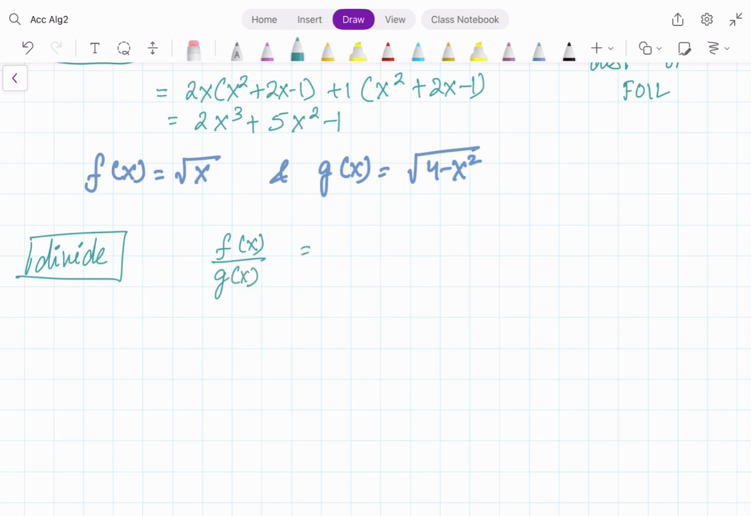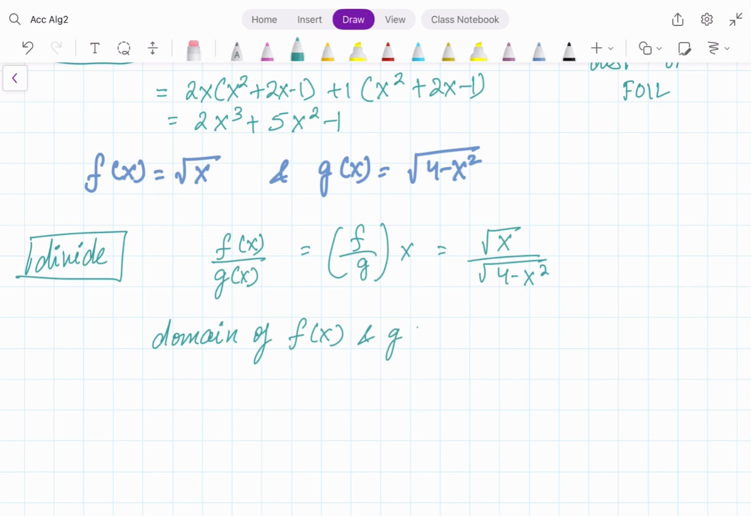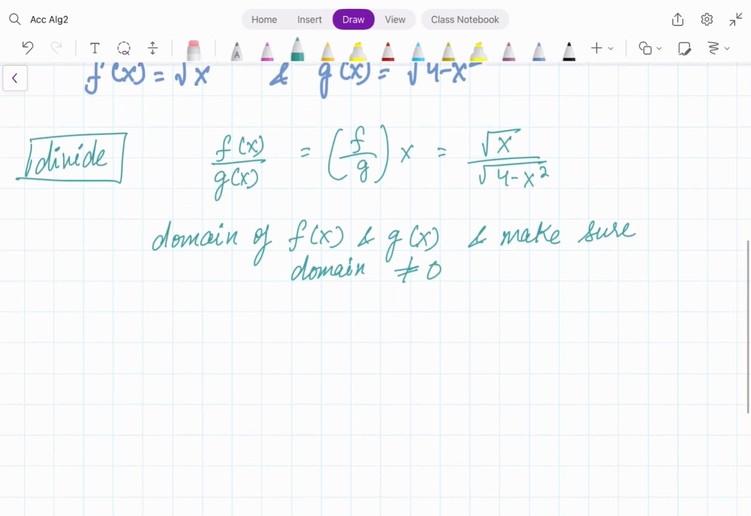But with dividing, we need to consider something called the domain of f of x and g of x, because we need to make sure that the denominator is not equal to 0. Otherwise, the denominator will become 0, and when the denominator is 0, that is called undefined. So let's find the domain of f of x and g of x separately, and what combination of domain we can consider for dividing these two functions.